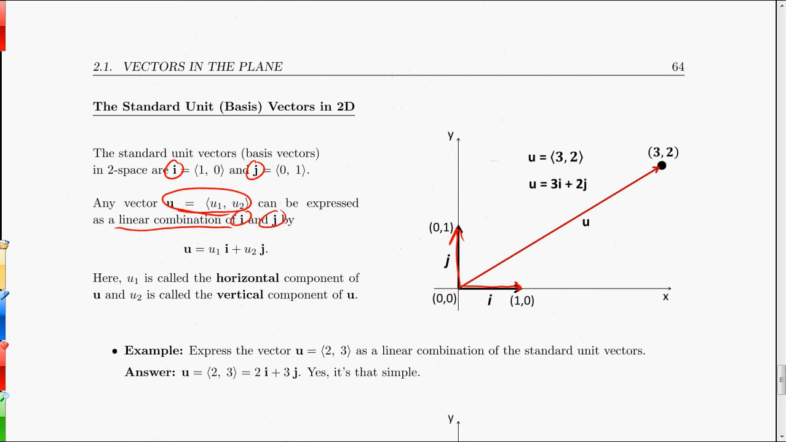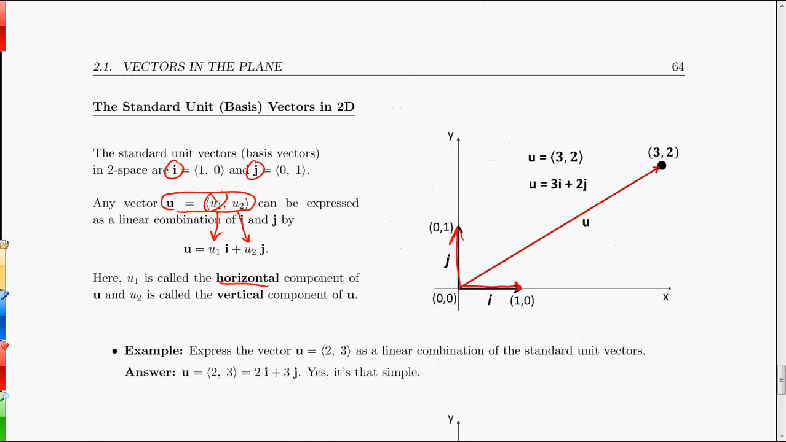Any vector in component form can be expressed as a linear combination of i and j. For example, if I start off like this in component form, (u1, u2), that can be written as u1 times i plus u2 times j. It is that simple. There's really no magic going on here. So if you're thinking that's too easy, there must be more to it, there isn't.